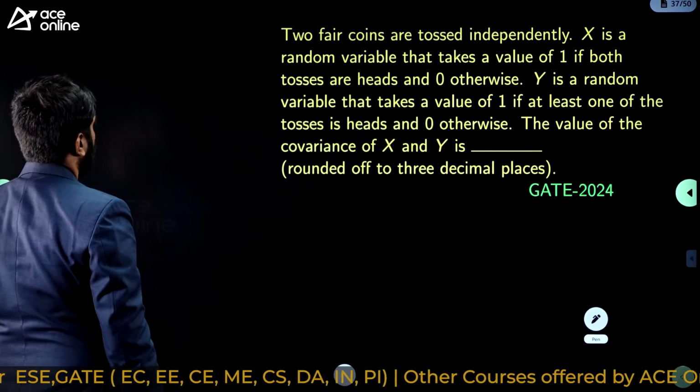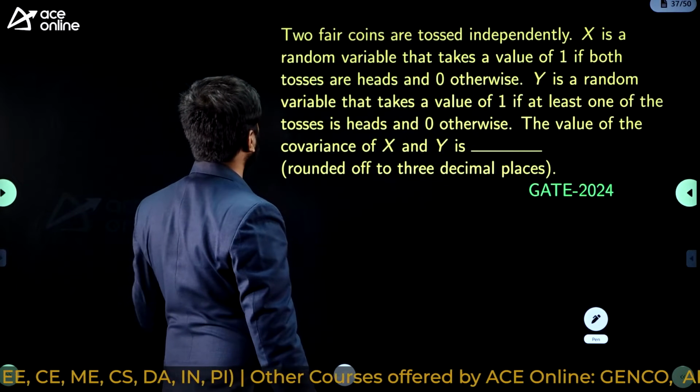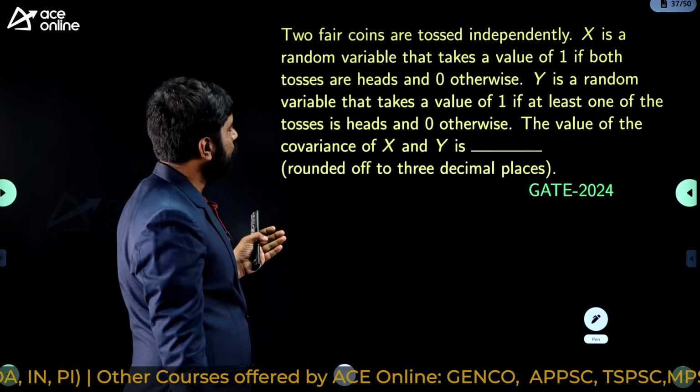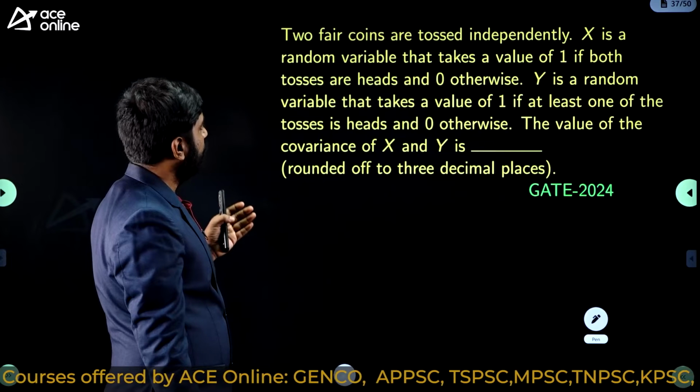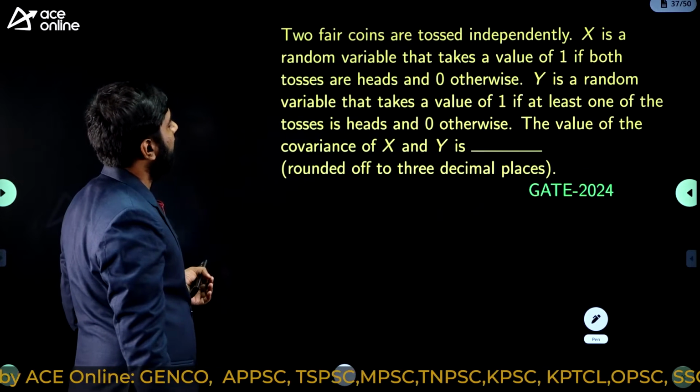Next, let's look at this question. Two fair coins are tossed independently. X is a random variable that takes a value of 1 if both tosses are heads and 0 otherwise.